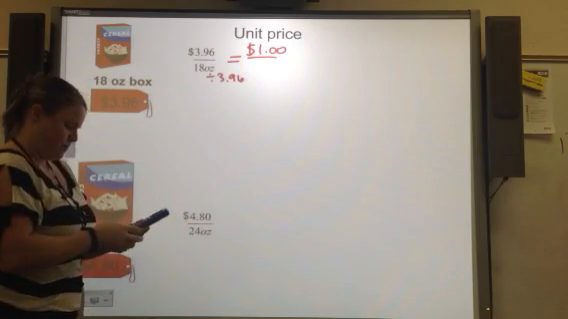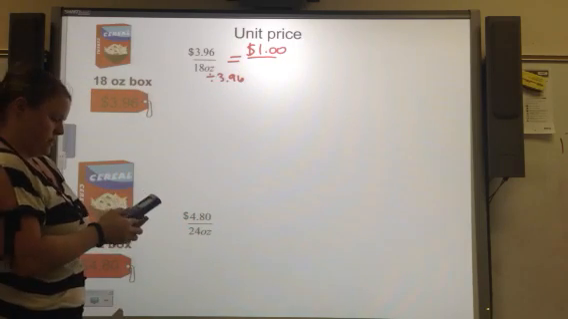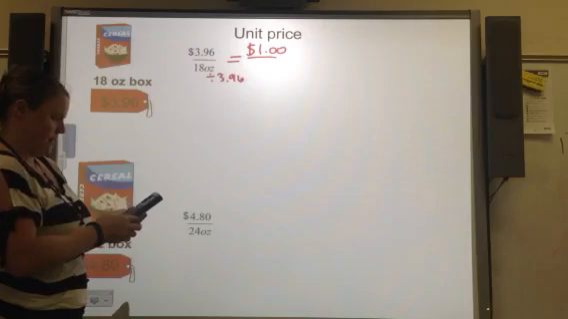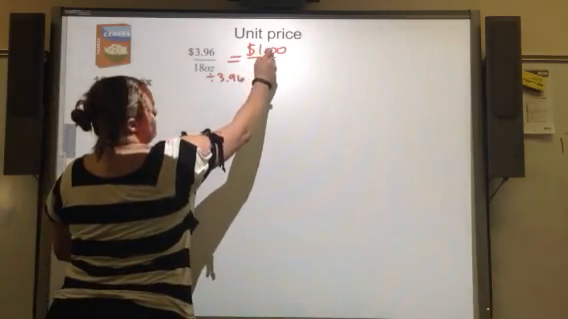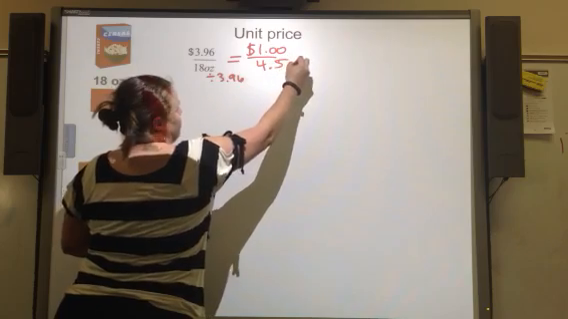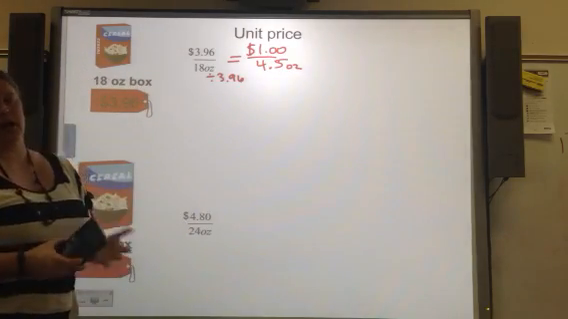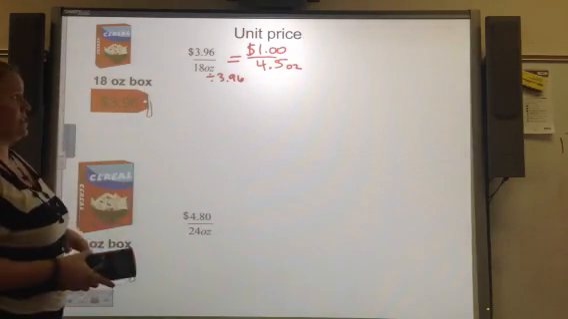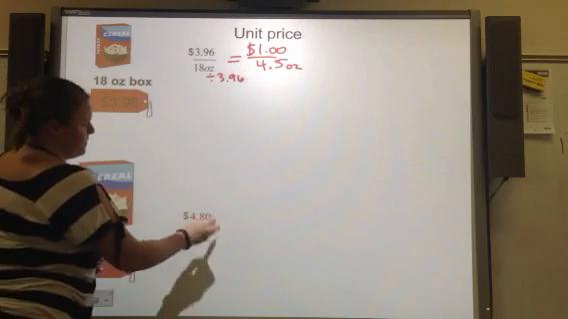So this time it's 18 divided by $3.96. And that tells me that I can get 4.5 ounces of cereal for every $1 that I spend with a small box of cereal. Let's try the large one.